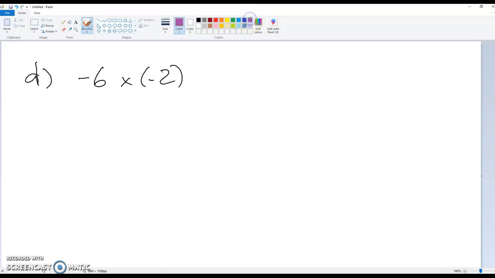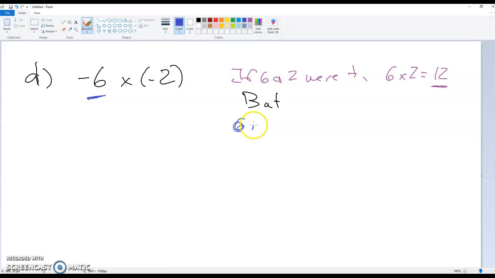So we're going to have a little look at what that does with our example. Okay, so let's just do it. If 6 and 2 were positive, we would do 6 times 2 and our answer would be 12. Okay, positive 12. But 6 is negative, so the opposite of 12 is a negative 12. So that's taking into account that one.